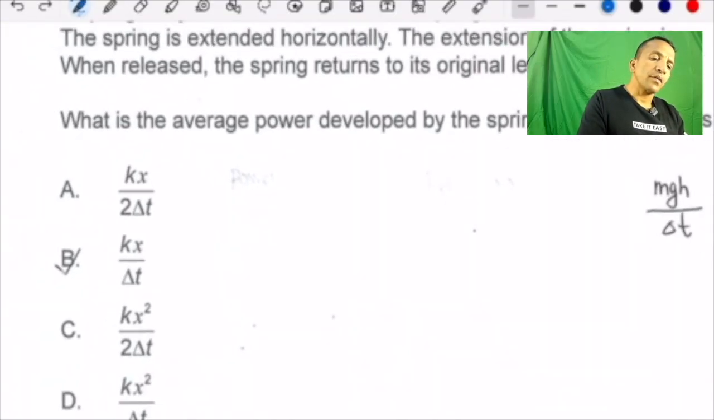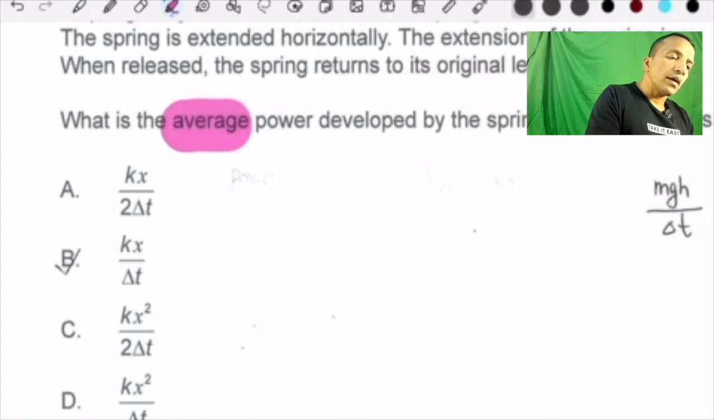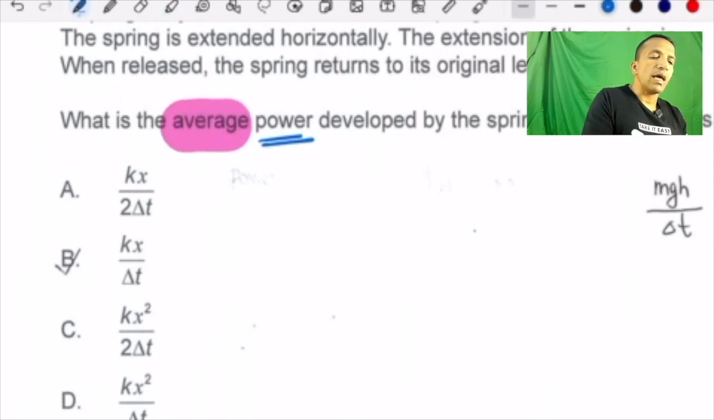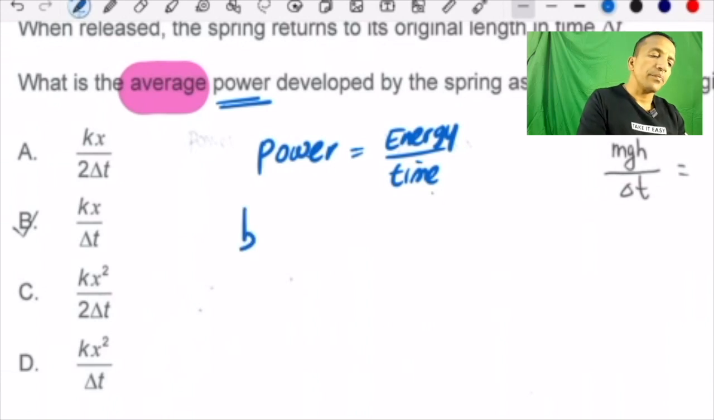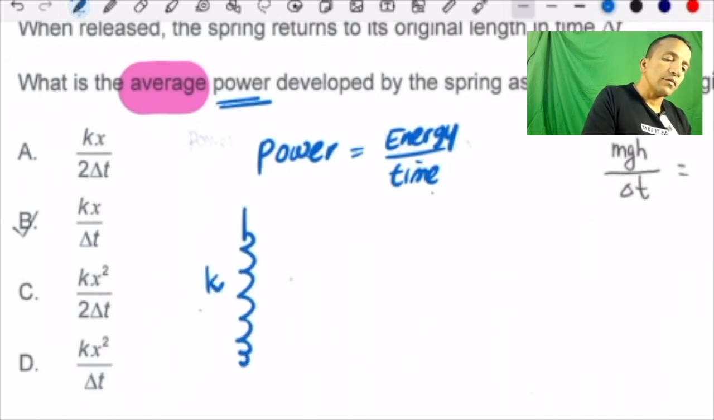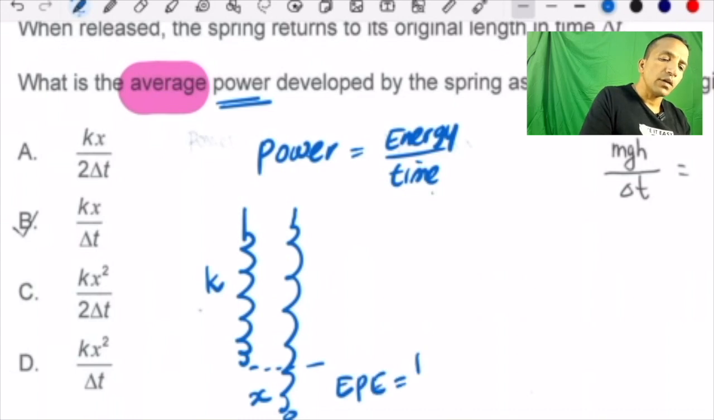Question number 5. They talk about power. Here you have to kind of ignore the word average. Let's think about power. Power is energy over time. How fast you spend energy or gain energy, right? But for a spring, if a spring has spring constant k and extension x, the elastic potential energy is half k x squared. We need to remember this equation. So when the spring contracts, it loses this much energy.